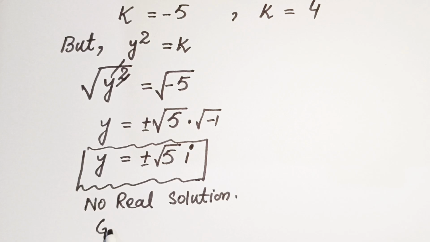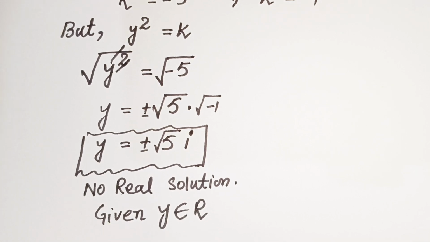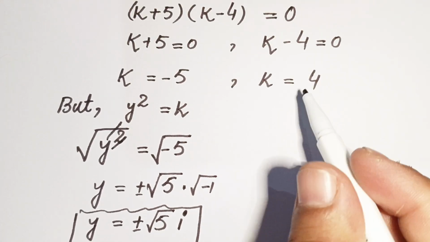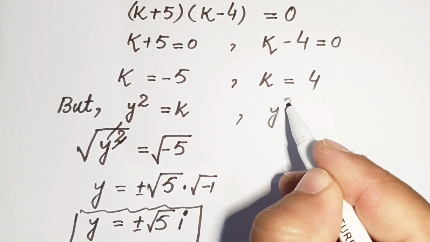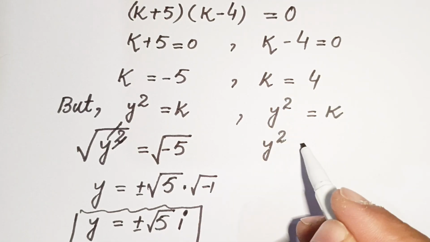We have written these values of y, but it is given that y is an element of the real numbers. So there is no real solution here, and we are going to reject this value because it is a complex solution. Now if we see our other case, that k is equal to 4, then y squared is equal to k, so y squared is equal to 4.